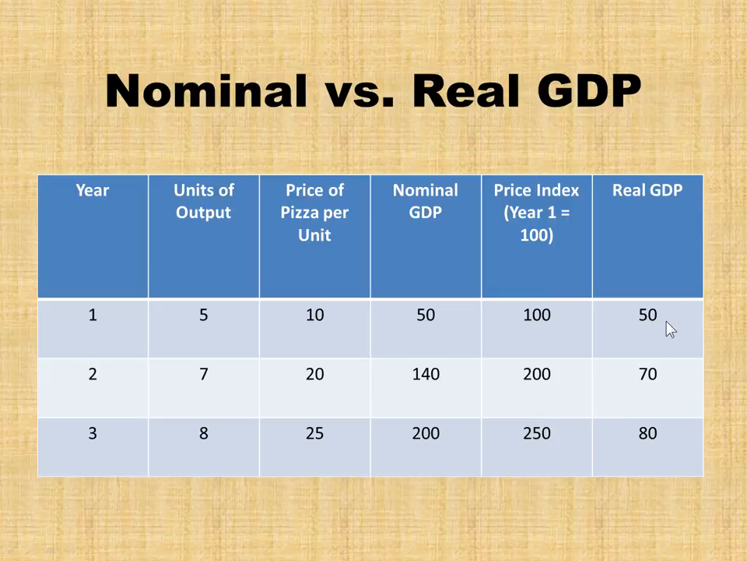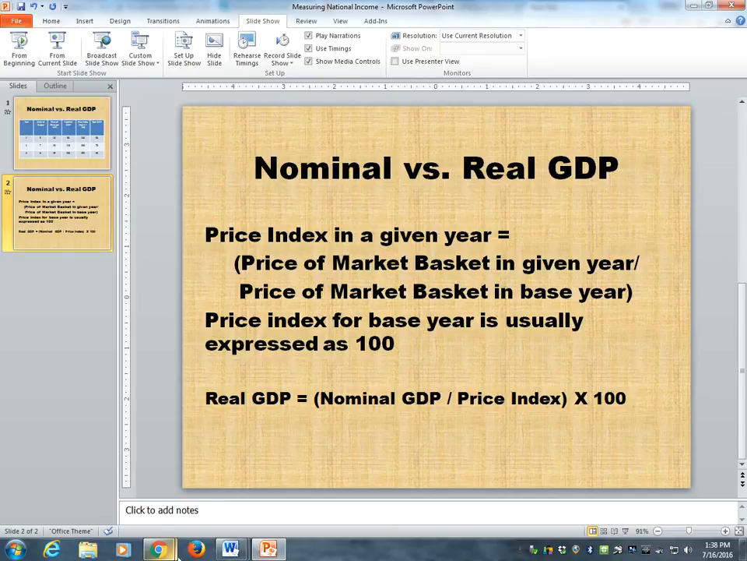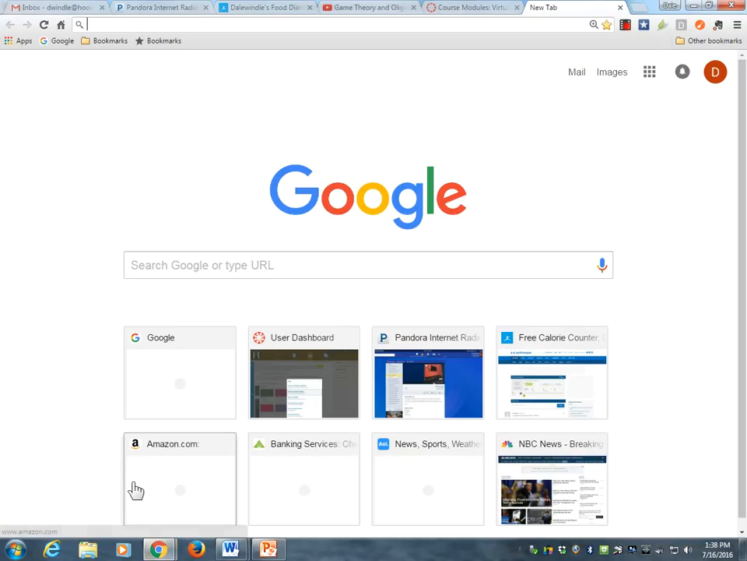So this real GDP of 50, 70, and 80 much more accurately reflects the actual changes in output for each of the 3 years. Very simple formula. You take nominal GDP, divide by the price index, put 2 zeros. That gives you real GDP, and then you can compare apples with apples, which is extremely important.